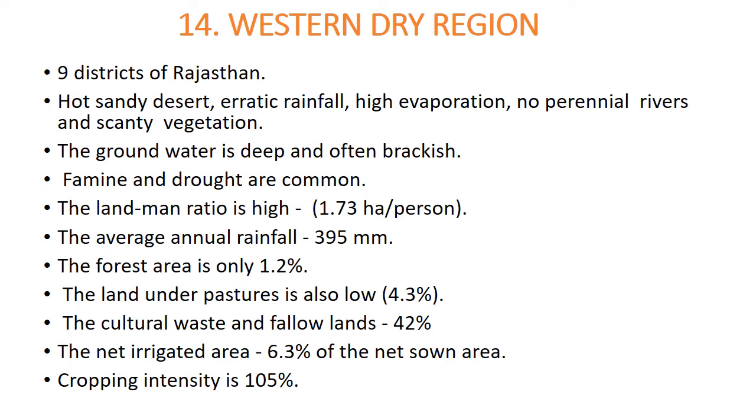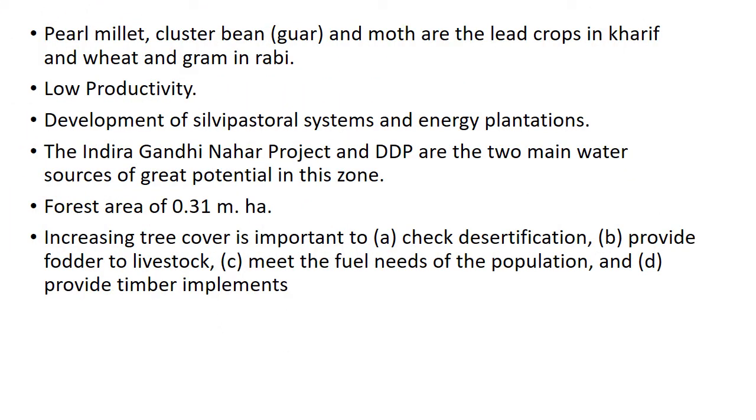The land under pastures is also low, that is 4.3%. The culturable waste and fallow lands are 42%. The net irrigated area is 6.3% of the net sown area. Cropping intensity is 105%. Crops are pearl millet, cluster bean and moth as lead crops in Kharif, and wheat and gram in Rabi. Here productivity is very low. Development of silvipastoral systems and energy plantation is needed.